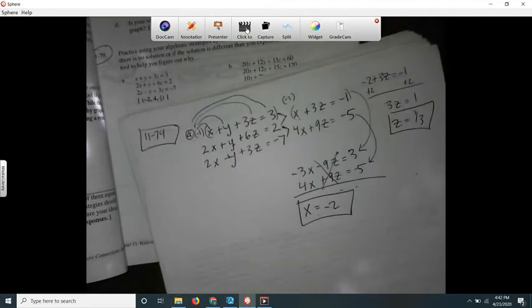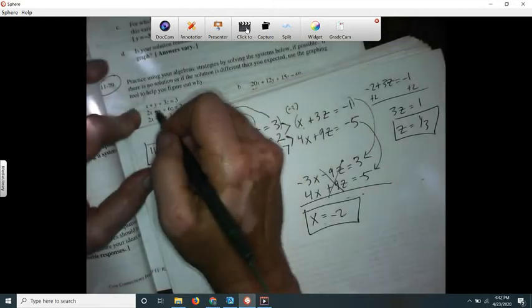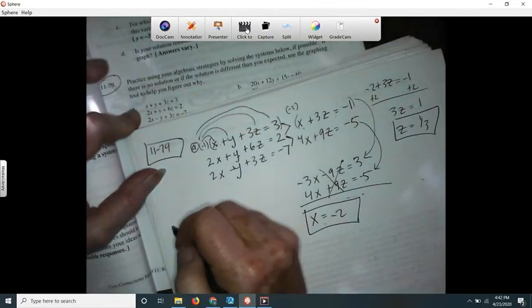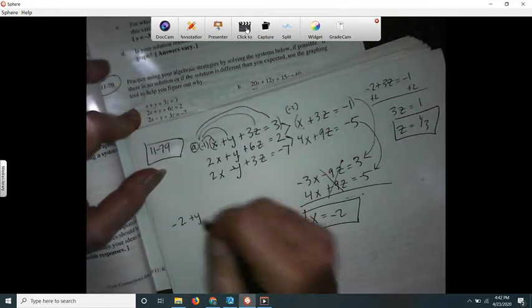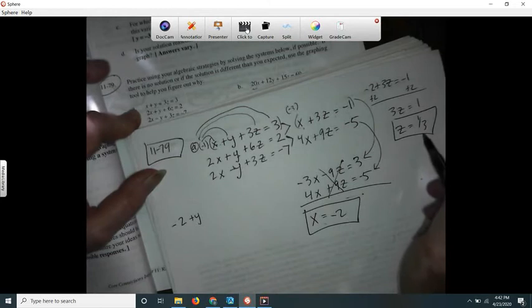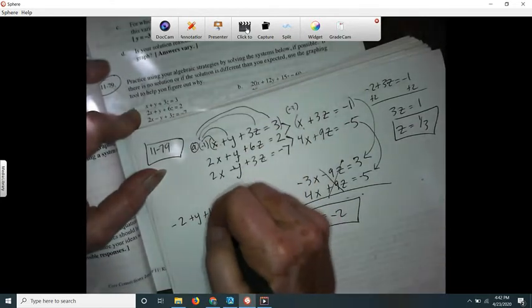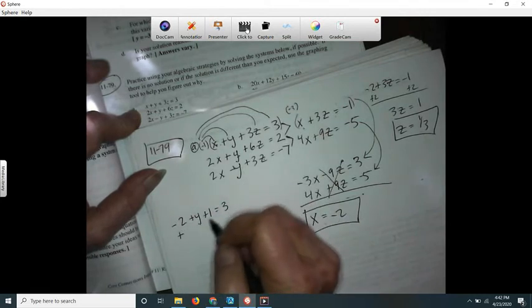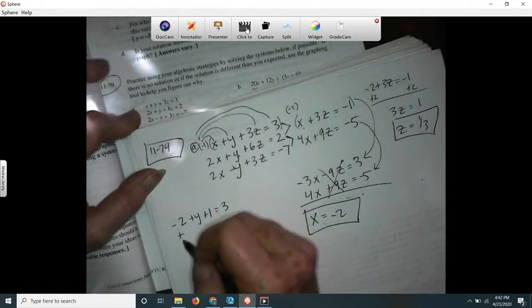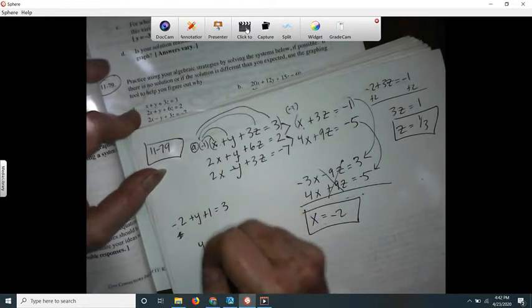And I see that this top equation would be easy. So x is -2. I'm looking at this right here. -2, and y is, we don't know. And z was, well, 1/3 times 3 is just 1. Right? Oh. -2 and +1 is -1. Well, here.